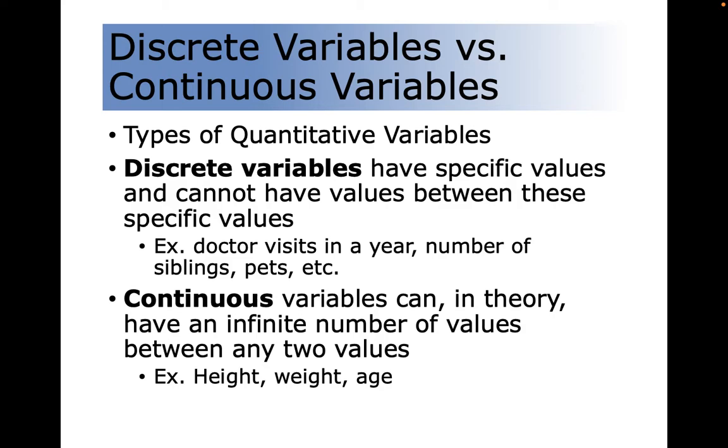So height, weight, and time are all examples of continuous variables where we can have an infinite number of specific values in between any two values of that variable. You can really just think of a continuum, an uninterrupted continuum. That's a continuous variable.